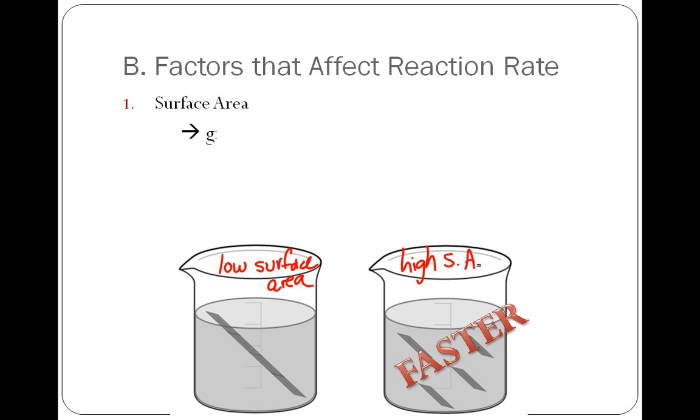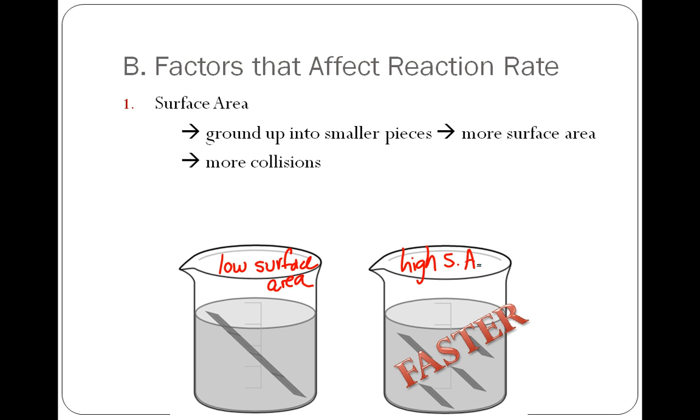Obviously, the ground up one, or the one in smaller pieces will, because when it's ground up into smaller pieces, there's more surface area exposed to be collided with, which will result in more collisions, which means that there's a greater likelihood that some of those collisions will happen at the right orientation and with enough energy.